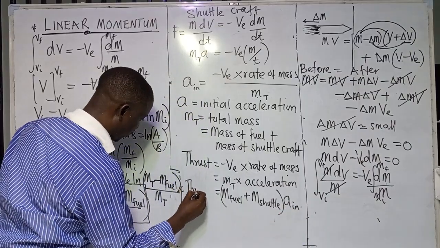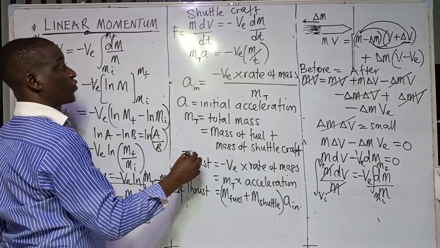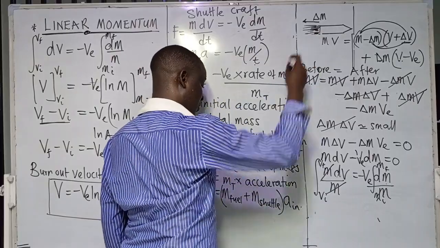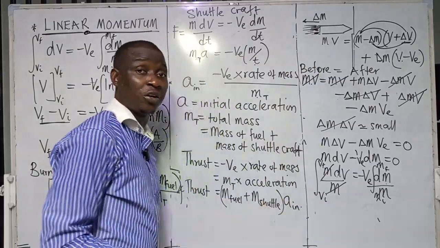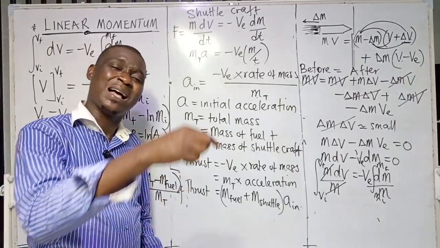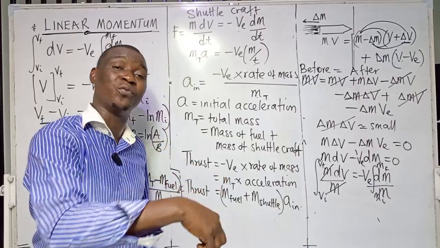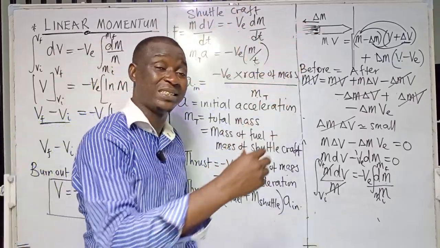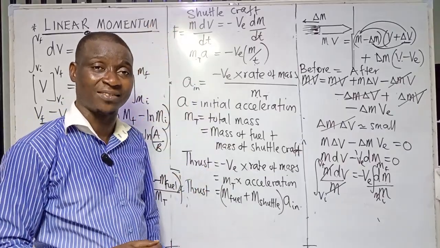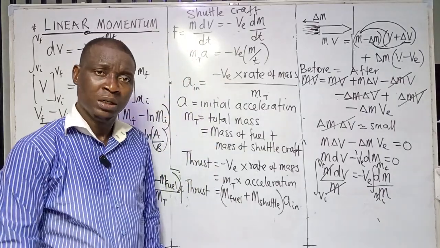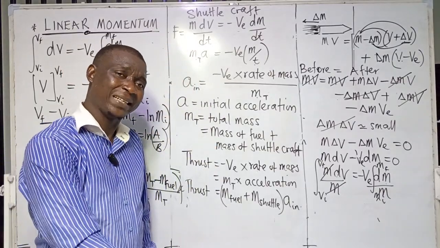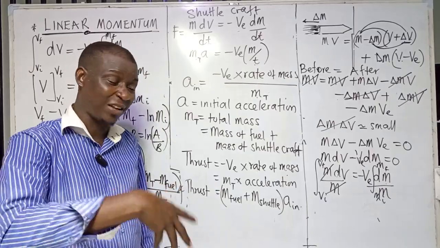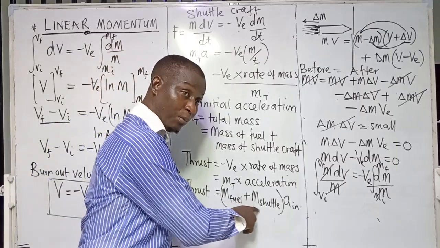We get the thrust. So the thrust now is the mass of the fuel plus mass of the shuttle, times the initial acceleration. Before you start the car, there's the mass of the car and the mass of the fuel. When you move to cover some distance, a reasonable distance, you notice that the fuel will have dropped. But in this case, we are talking about the mass of the fuel plus mass of the car. That is just the same thing I'm trying to do.